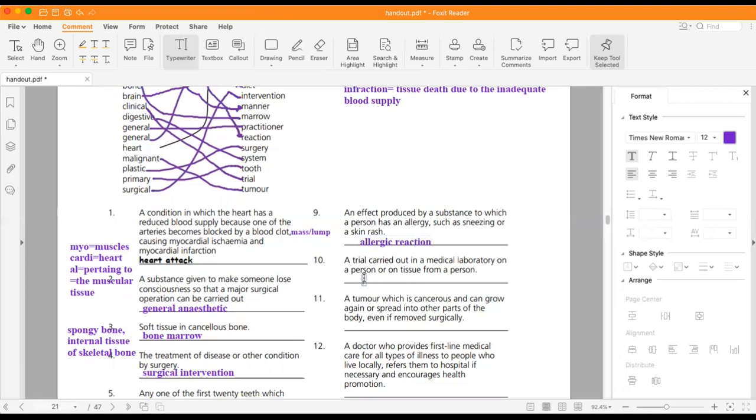Number 10, a trial carried out in a medical laboratory on a person or on tissue from a person. This is called clinical trial. Clinical trials are trials or experiments that have been done in the laboratory.